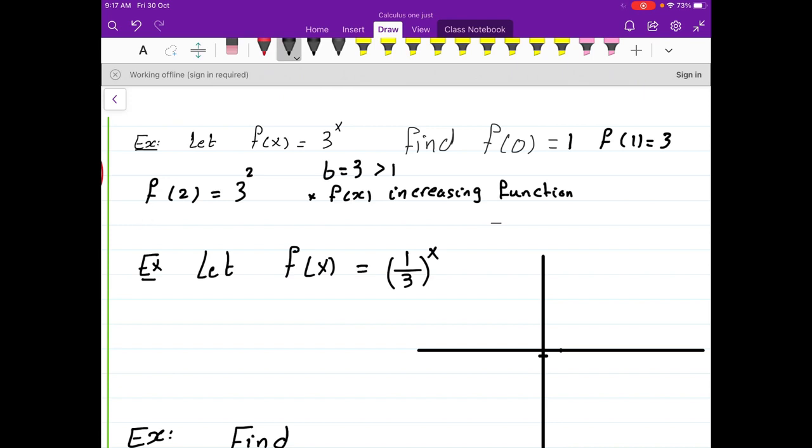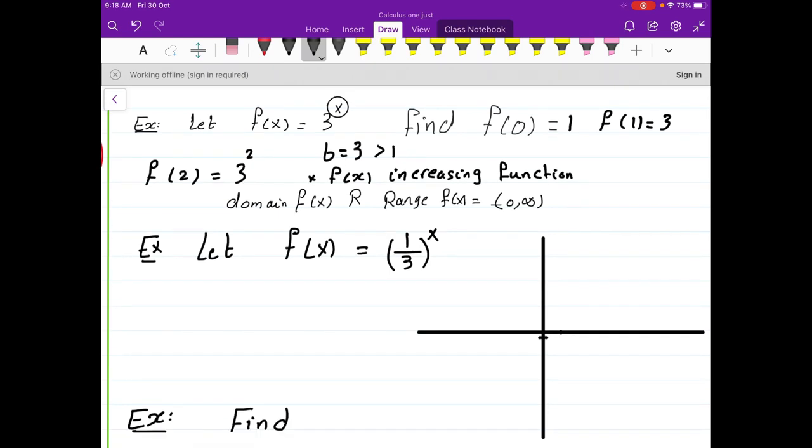Now, what is the domain of f of x? The domain will be the domain of the exponent, the domain of x, R. And the range of f of x is 0 to infinity. If we take another example, f of x equals 1 over 3 to the power x, obviously b equals 1 over 3. That means b is less than 1 and greater than 0.